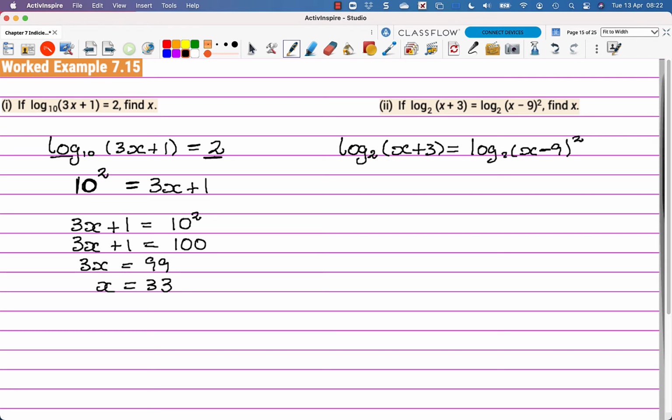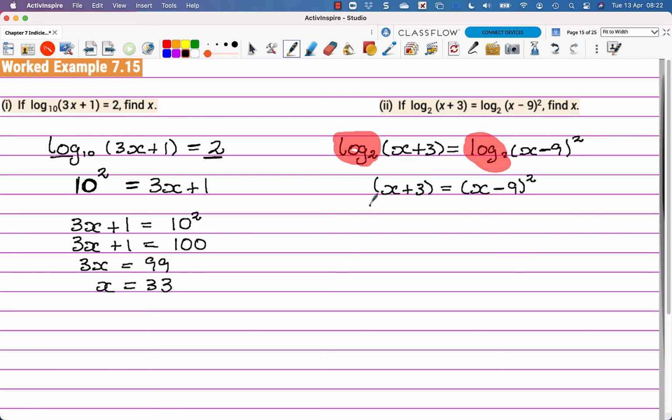Now the issue here is that on the left hand side we've got one item, and on the right hand side we've got one item, and both items start off with log to base 2. As a consequence, if both sides are equal and both start off with log to the base 2 at the front, then the insides of the logs must be equal to each other. So therefore, we can go straight to this line: x plus 3 is equal to x minus 9 all squared.